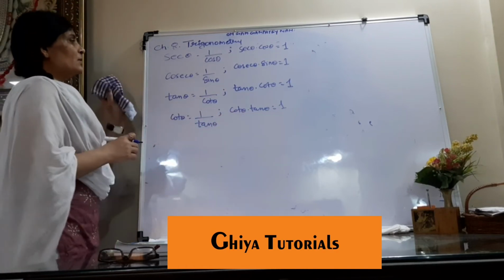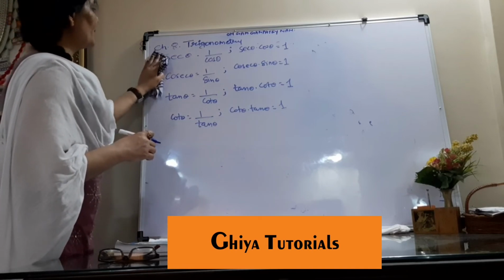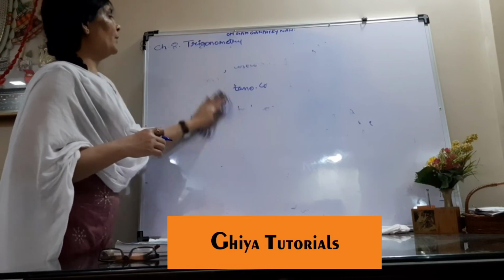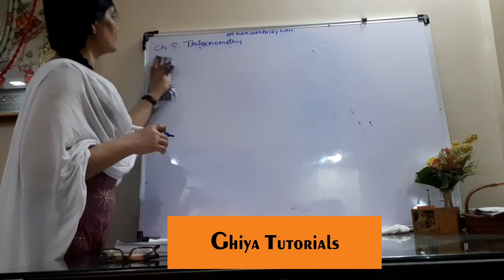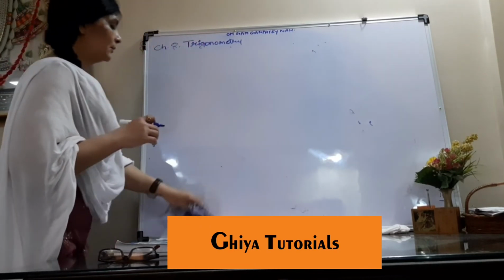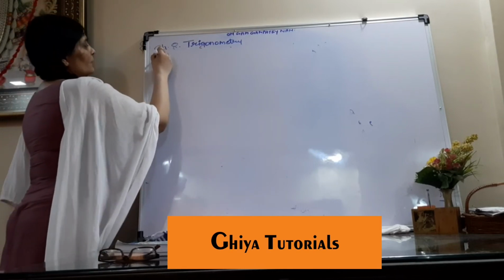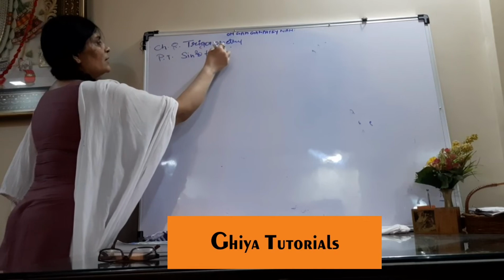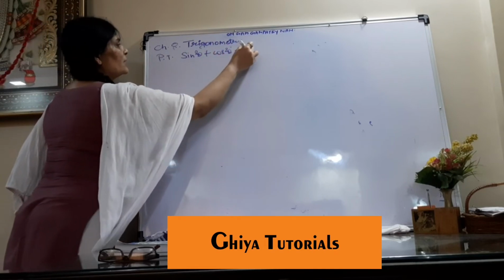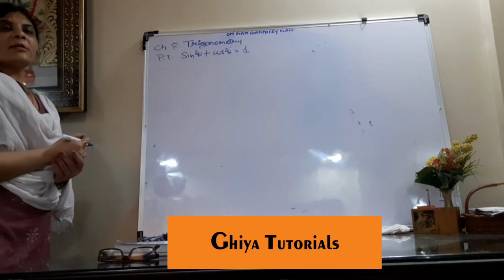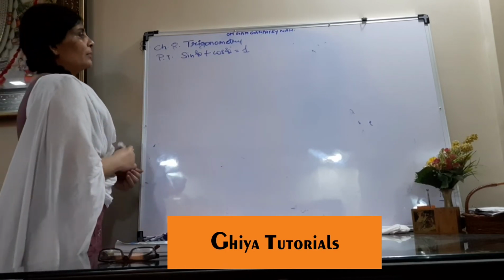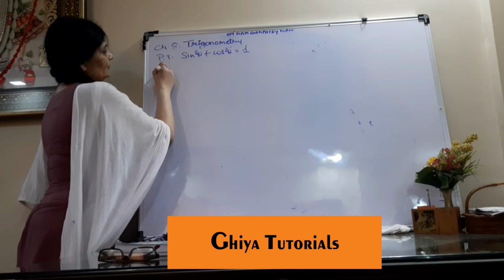Now let's see, students, how we are obtaining identities. We are proving it. Prove that sine square theta plus cos square theta equals 1. We have studied this identity that sine square theta plus cos square theta equals 1. But how? Let's prove it.